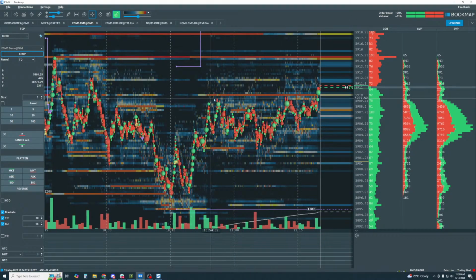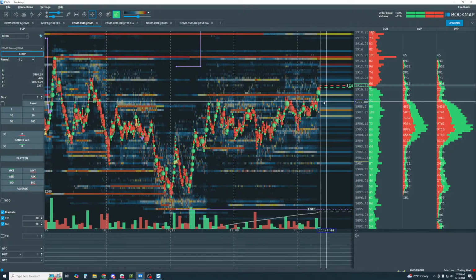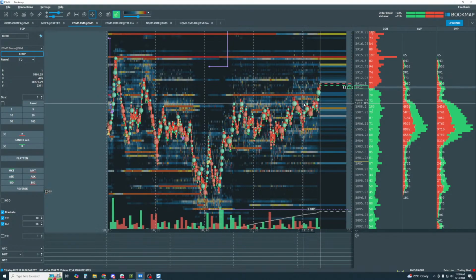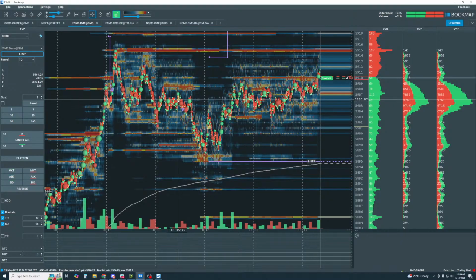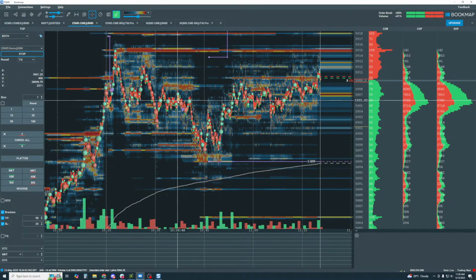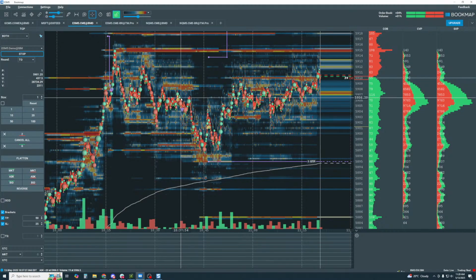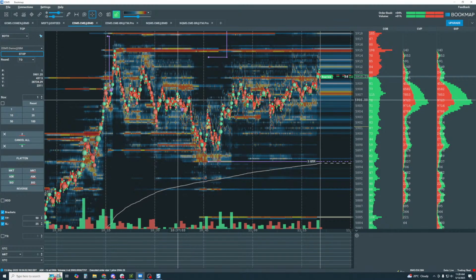So we went through a bunch of setups today. The wedge to the upside didn't look so good. The low volume pullback in here was something that we made a mistake on, and wanted to demo it, but decided, hey, let's exit that because it's not really the setup.